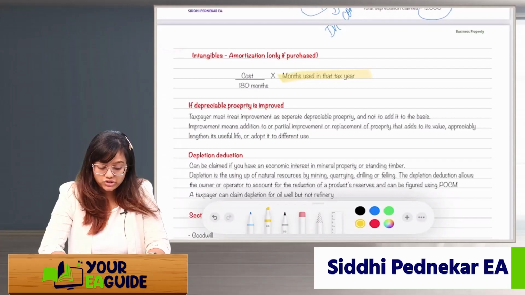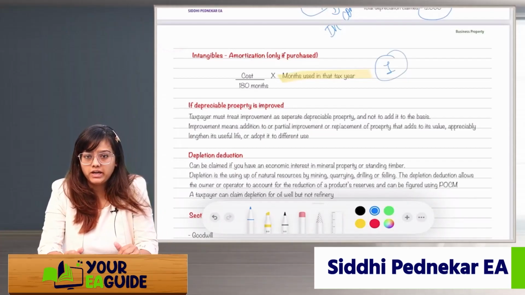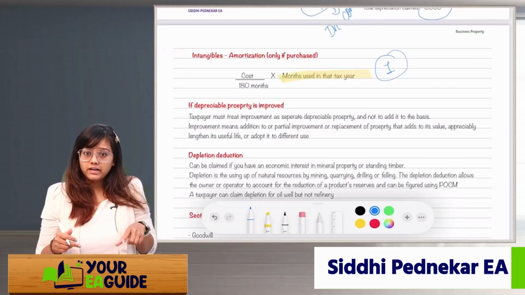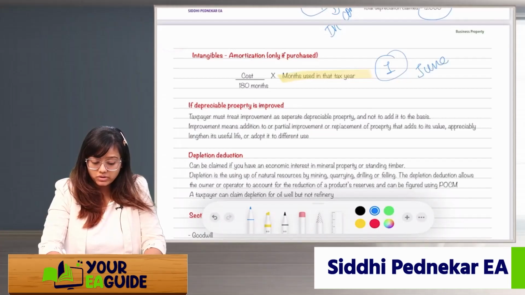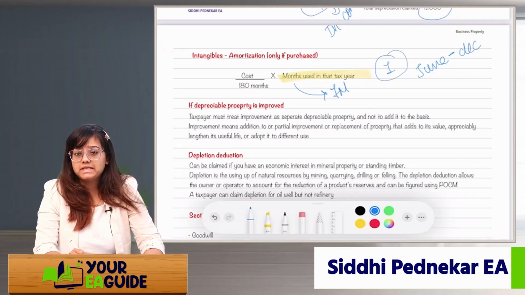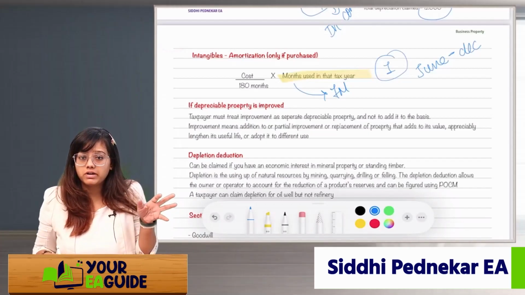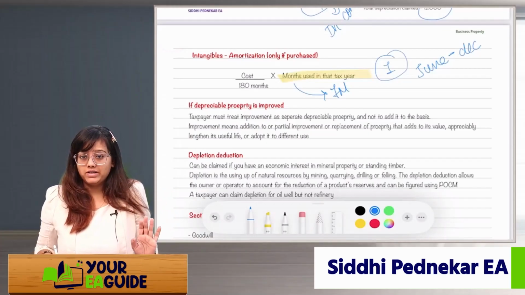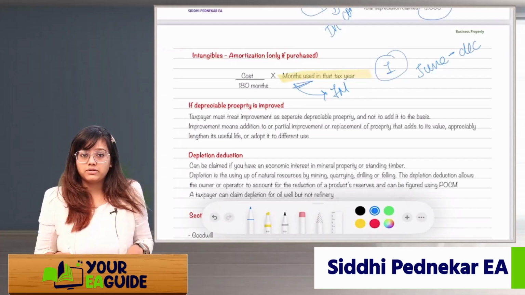There will be one question from this topic. Okay, simple, just take the cost, divide by 180 and see in the current year how many months you have used. For example, if the asset is purchased in June, then you will have to multiply by 7 months. Don't forget to multiply it by 7 months. People make this common mistake. They just take the cost, divide by 180 and that is the answer. No, you will multiply it by the months used in that particular tax year.